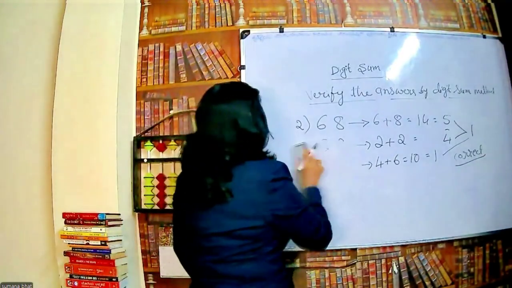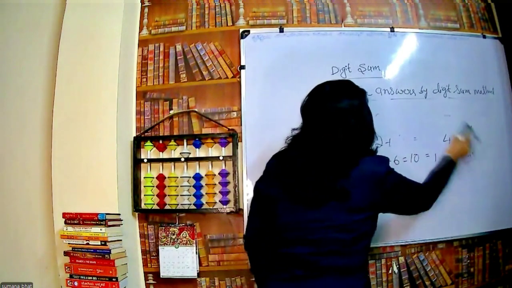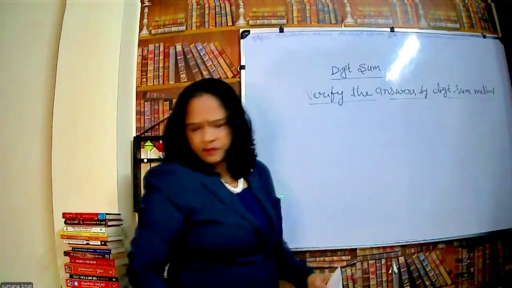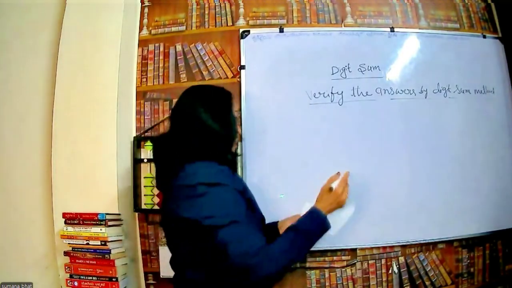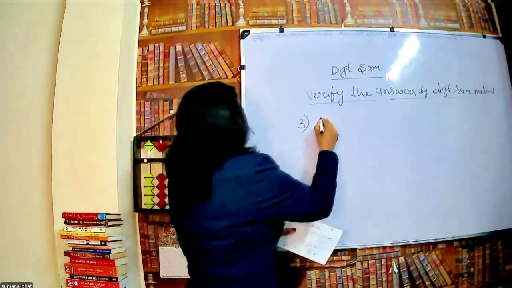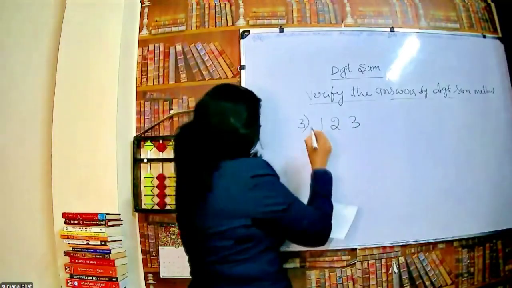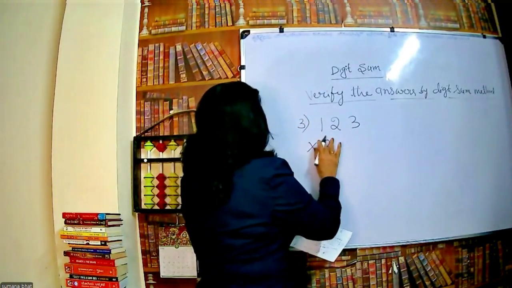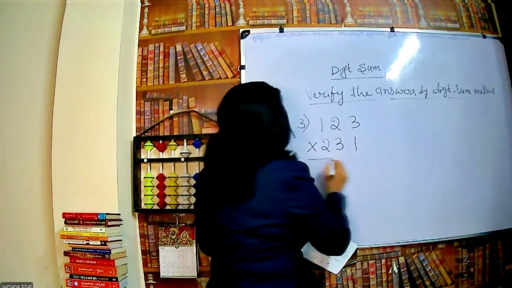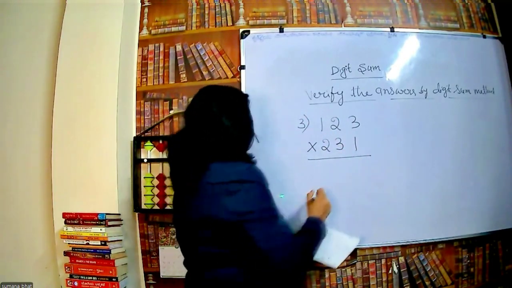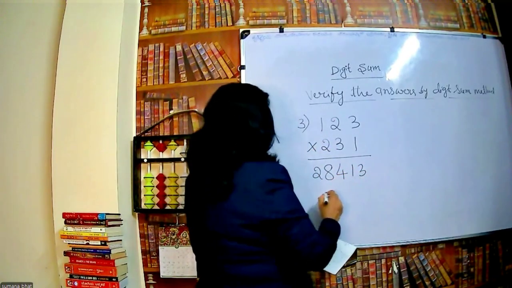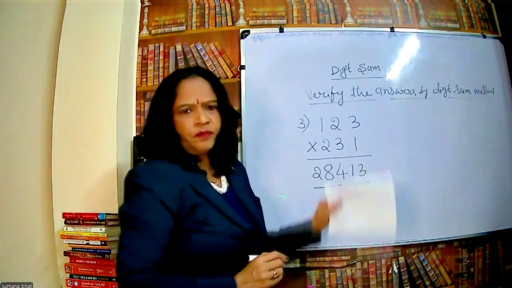Even we can use this for multiplication. Let us do one small sum, the product of numbers. Okay. I'll take a simple one. This is for verification for multiplication. Okay. 123 multiplied by 231. The answer is also already there: 28413. This is the answer. The question is there.